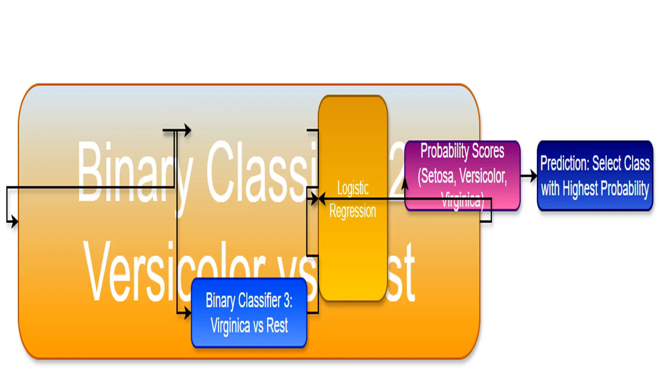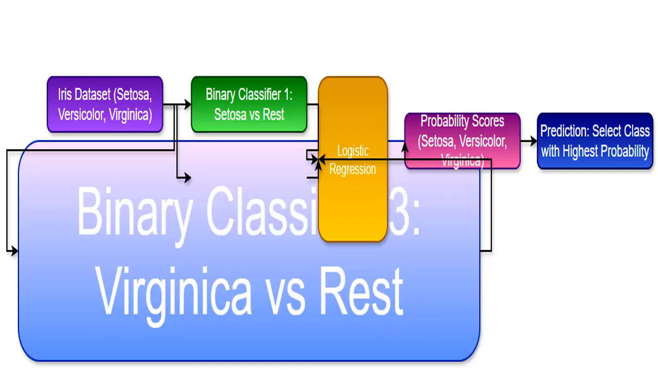This classifier focuses on versicolor. It learns to distinguish versicolor from setosa and virginica. Again, a simple is it versicolor or not classification task. The last classifier for virginica works similarly. It learns to classify whether a flower is virginica or belongs to either setosa or versicolor.